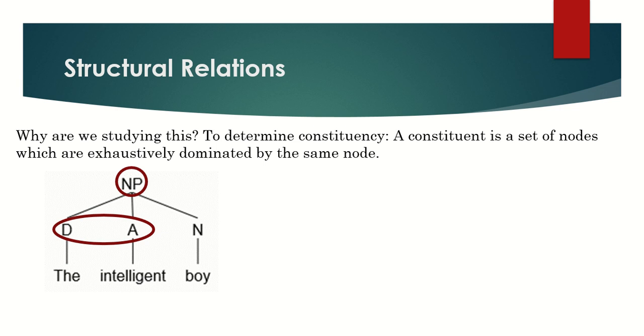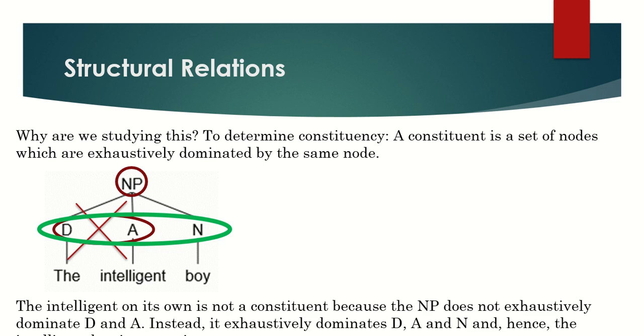Now, if I say, is the intelligent a constituent? This is another way. Not only constituency tests are used to determine whether we have a constituent or not, even trees can be used. Now, if I say the intelligent, why is it not a constituent? Because the NP does not exhaustively dominate the intelligent. We said in exhaustive dominance, all the nodes under it should be dominated. So this is wrong, and it should exhaustively dominate D, A, and N. This is why the intelligent boy is a constituent, but the intelligent is not.